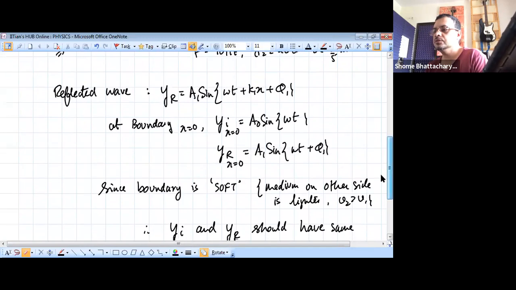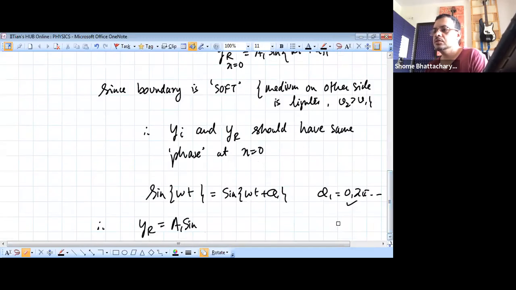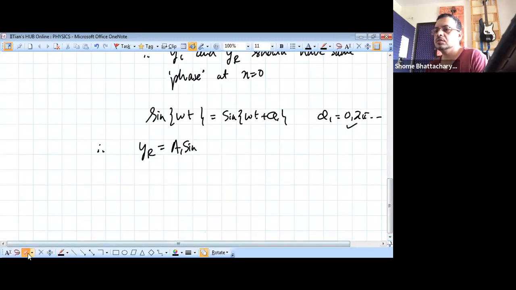The common value of omega. So this should be just that kind of term, 2 pi into 10t plus 5x, where a1 is unknown.